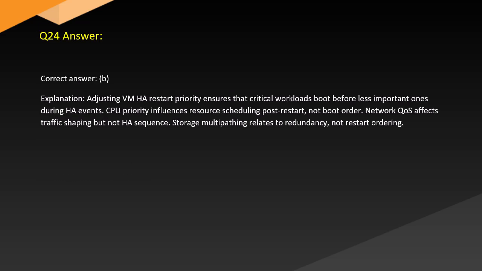Answer. Correct answer: B. Explanation. Adjusting VM HA restart priority ensures that critical workloads boot before less important ones during HA events. vCPU priority influences resource scheduling post-restart, not boot order. Network cost affects traffic shaping but not HA sequence. Storage multipathing relates to redundancy, not restart ordering.